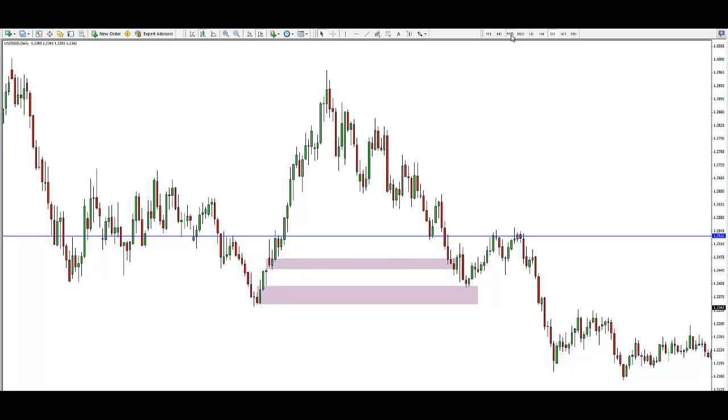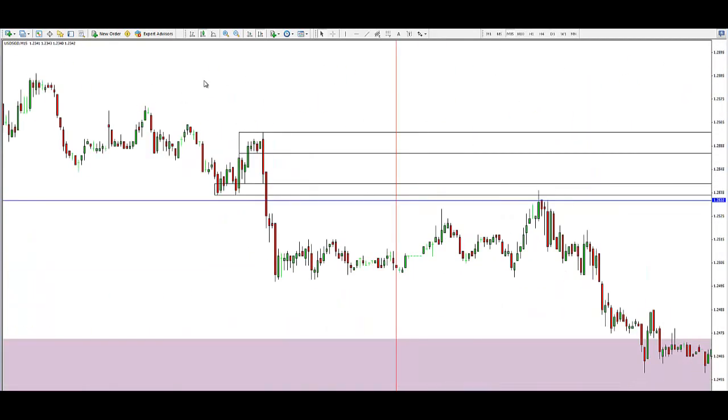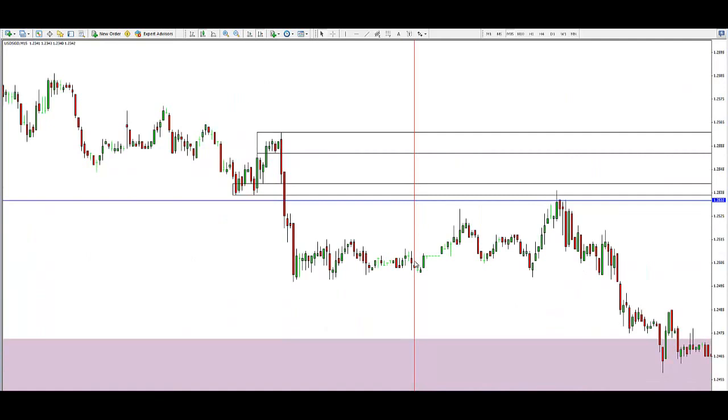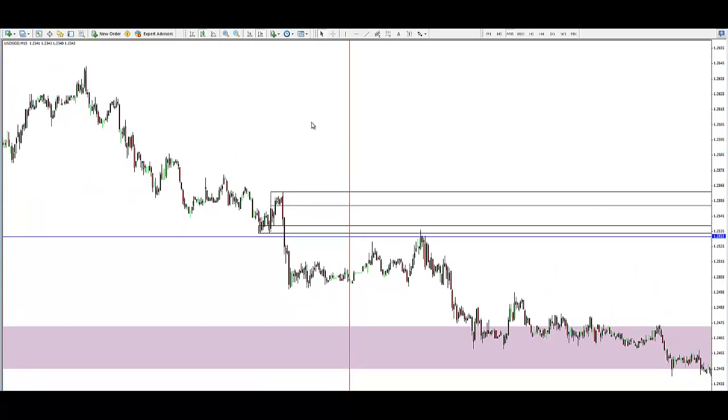If I zoom into M15, this red line represents the daily close. Okay. So straight away we can see the source of supply. Okay, we've got the source of supply here, which led to the actual breakout, and we can see the strong momentum with which price moved down and broke out that area.